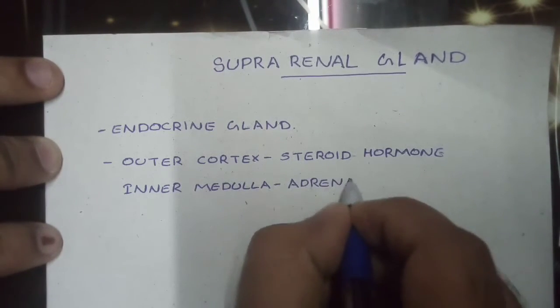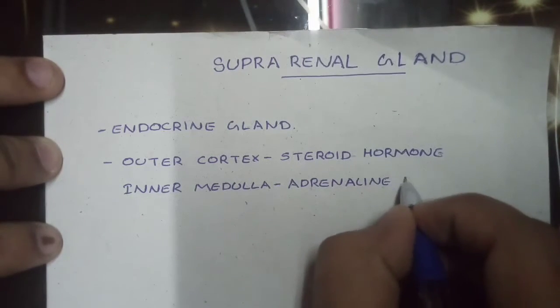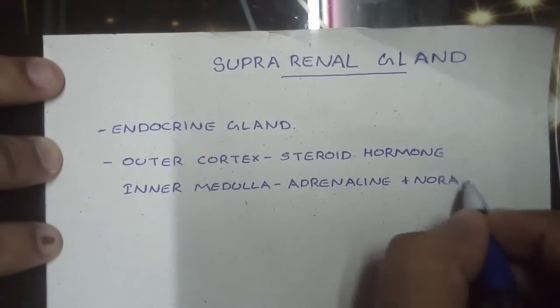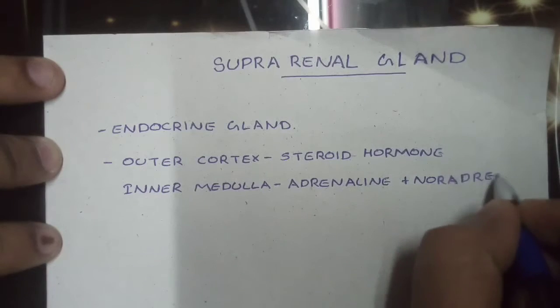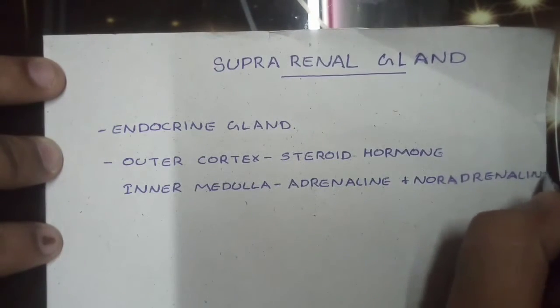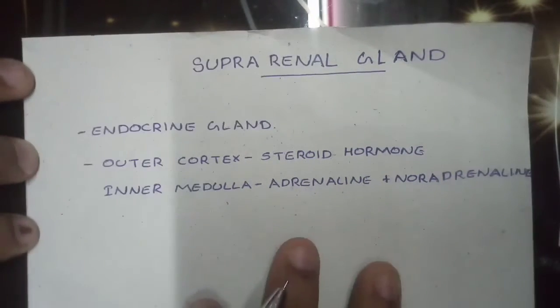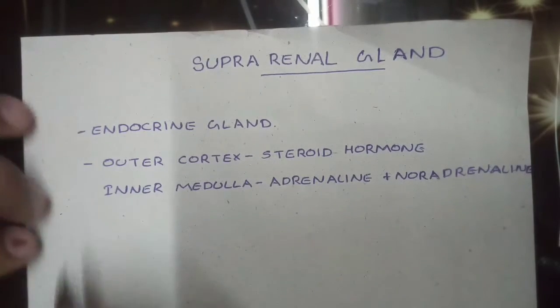Noradrenaline is also known as a catecholamine. So it is made up of two parts, the outer cortex and the inner medulla. The outer cortex forms steroid hormones and the inner medulla forms adrenaline and noradrenaline.